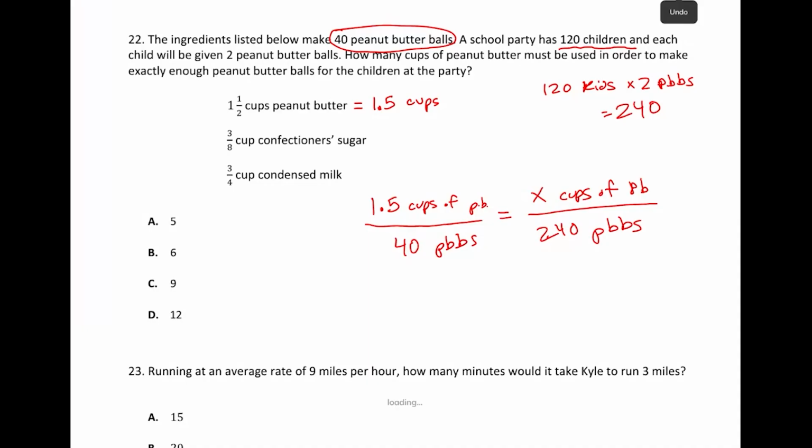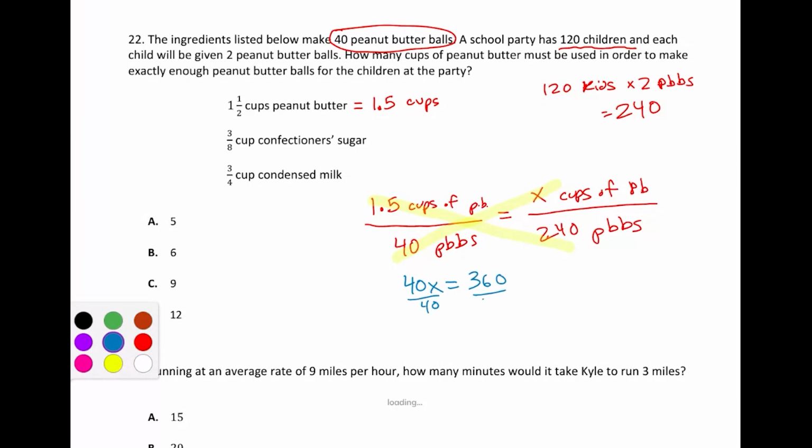Okay, so we're going to use another cross multiplication here. We're going to do 40 times X and 240 times 1.5. So 40X equals, let's see here, 240 times 1.5 is 360. And then if we divide both sides by 40, we should get our answer here. 360 divided by 40, is that 9? Yep, it's 9. Okay, so there's number 22.